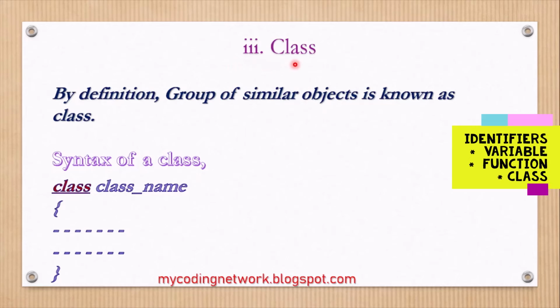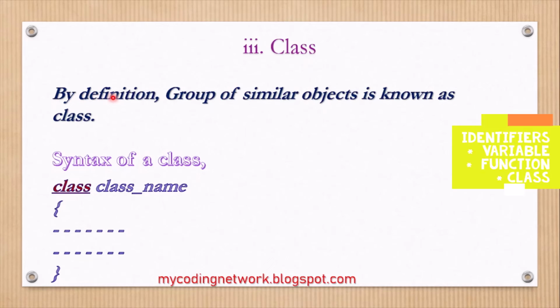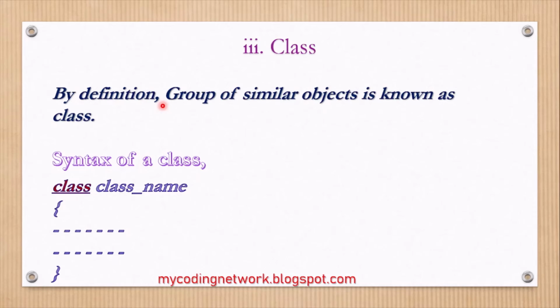Now coming to the third part of identifiers, which is class. By definition, a class is a group of similar objects. Given below is the syntax of a class. Firstly, we have the keyword class followed by the class name, and after it we have the body of the class, inside which the code will be written. You will get a better understanding of the term class when we do our first coding in the Java series.